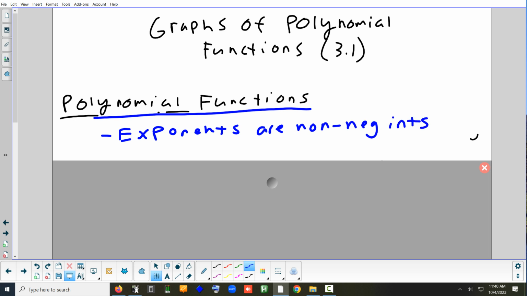Non-negative integers. That means you can't have any fractions as exponents, you can't have any decimals, and you can't have any negatives. This is not a polynomial: x to the 3.5 power. No. You can't have decimals as an exponent. If you did y equals negative 2x to the negative 3rd power, nope, that's not a polynomial. You can't have a negative exponent in a polynomial. Okay, you can have exponents like 2, 3, 4, 5, 6, 7, 1, but you can't have decimals and you can't have negatives.